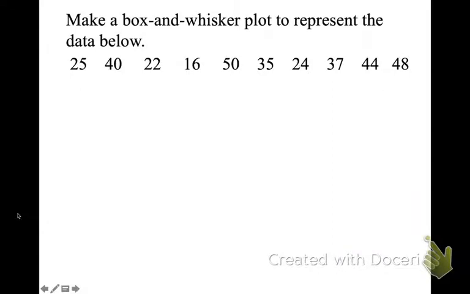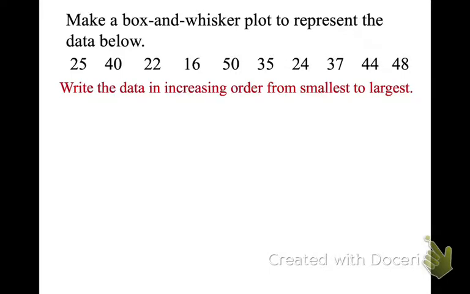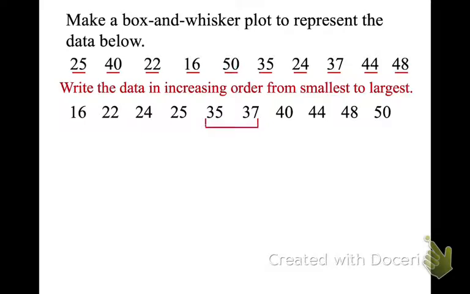So that's basically it for the box and whisker. Why don't you try one more? Take the data and start arranging from least to greatest. All right, check your data in order. You should have 16, 22, 24, 25, 35, 37, 40, 44, 48, 50.